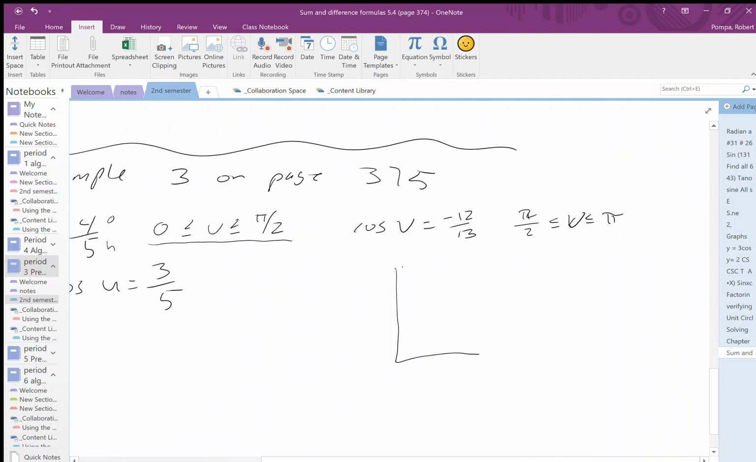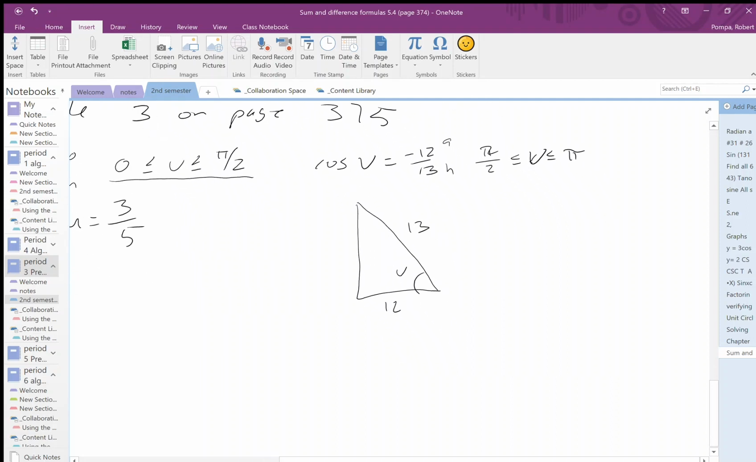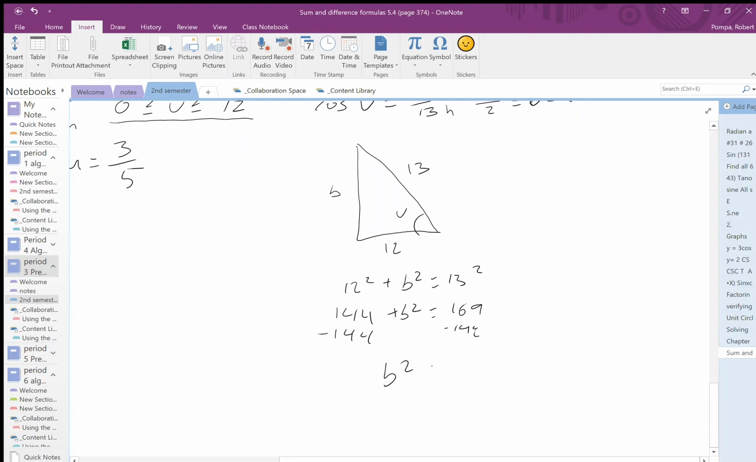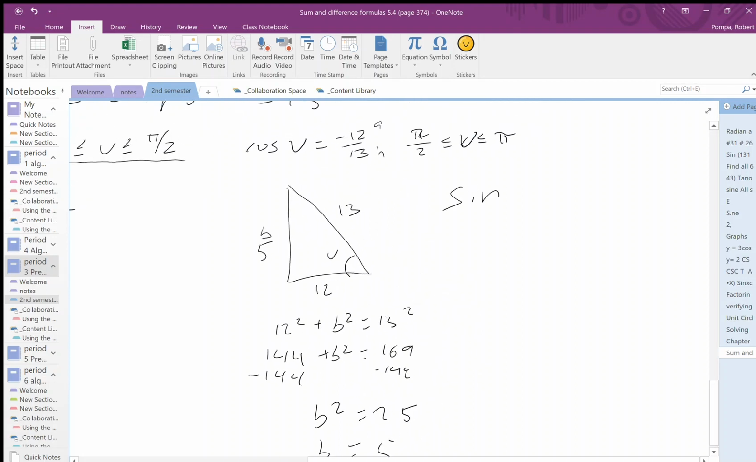Now we're going to do the same thing over here. Cosine is adjacent over hypotenuse, so this would be 12 over 13. I ignore the negative. We'll call it b on this one. So 12 squared plus b squared equals 13 squared. You get 144 plus b squared equals 169. Subtract 144 from both sides. You get b squared equals, what is that, 25? Take the square root, you get 5. So b is 5. Why is that important? Because that tells us sine would be 5 over 13.